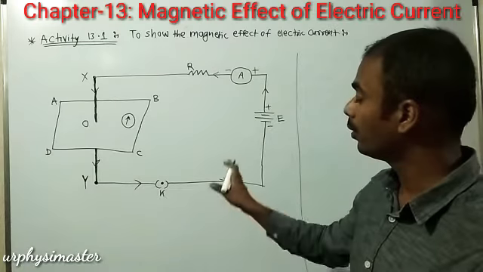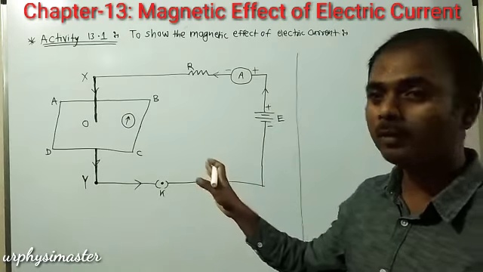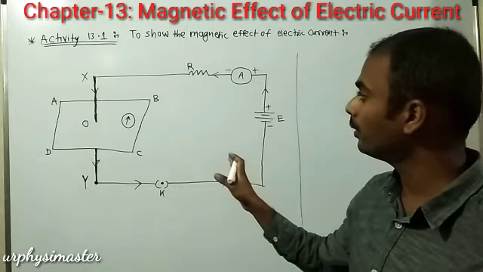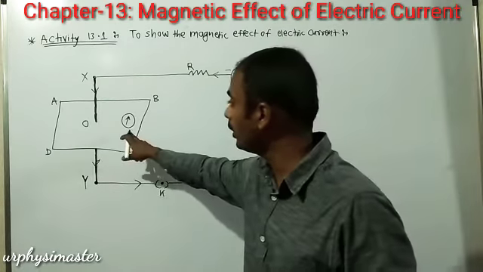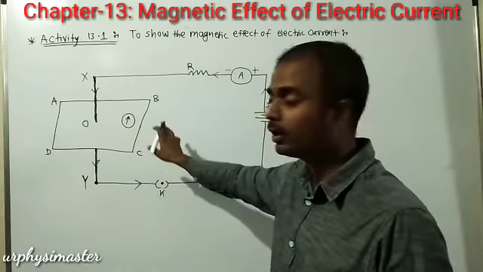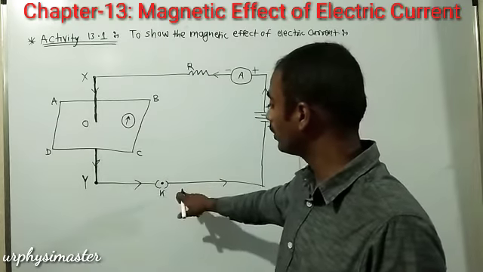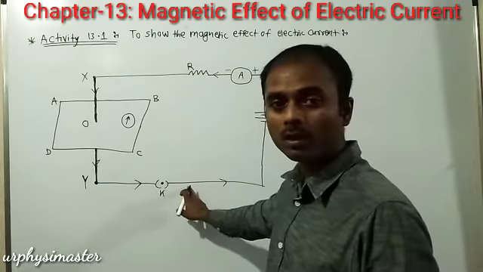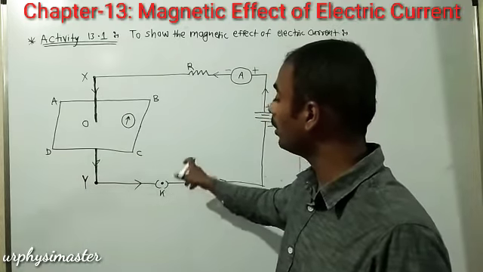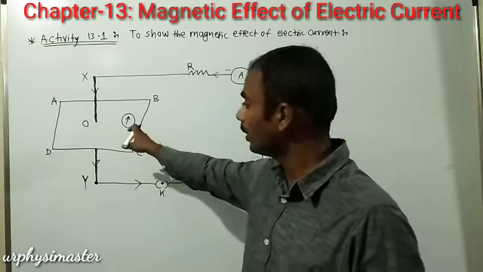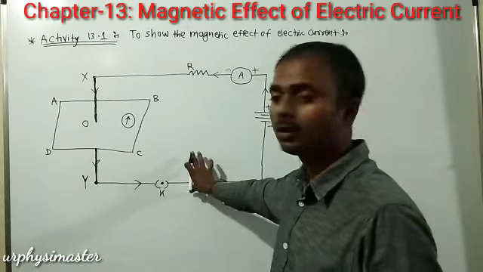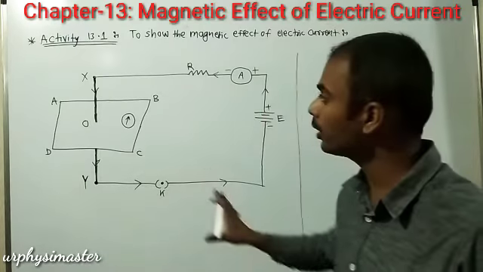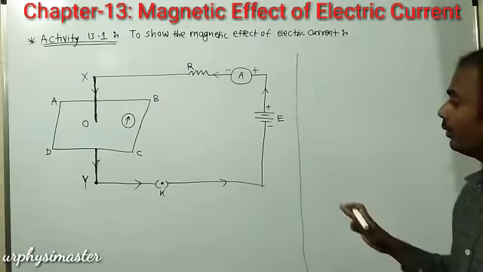Okay, what we have to do in this activity: we have to notice the deflection of the magnetic compass needle before passing the current through the circuit, and also notice the deflection of the magnetic needle after passing the current through the circuit. Okay, so this is your activity.